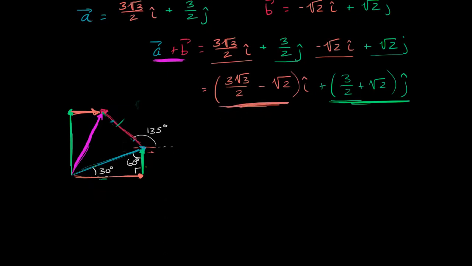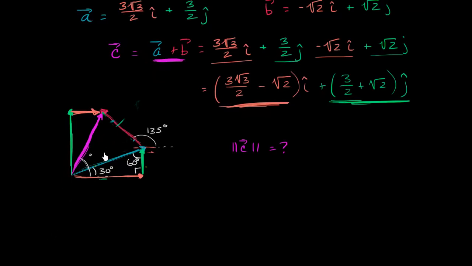So what I want to do now is figure out what is the magnitude. Let's just call this vector c so I don't have to keep writing a plus b. I want to figure out the magnitude of vector c, and I want to figure out its direction. I want to figure out this angle right over there. So let's think about it step by step.